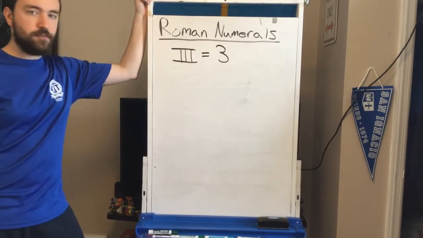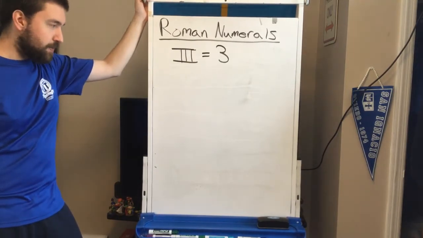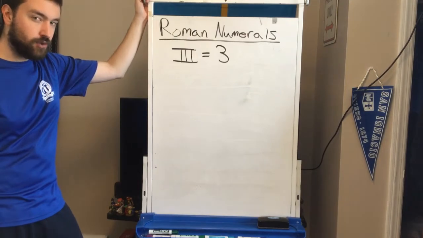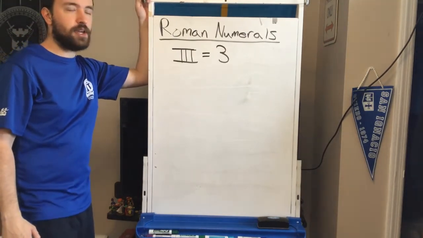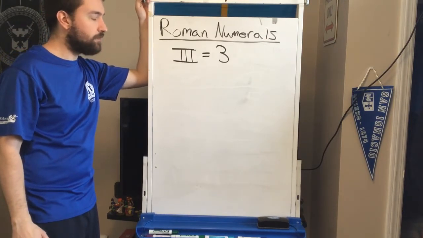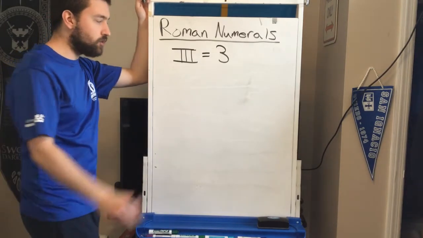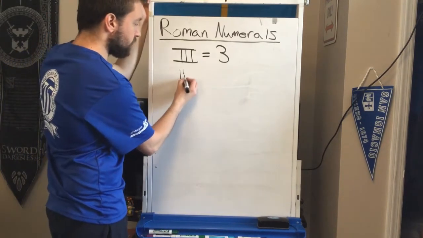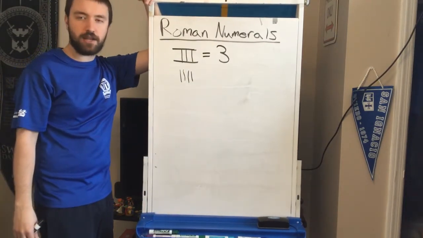Now, the number 4 is a little different, because we actually have to do some subtraction. Now, this is me being a history nerd, and information that you might find interesting or not. The Romans sometimes would write 4 like this. They would just do 1, 2, 3, 4, like that. But we really don't see that anymore today.